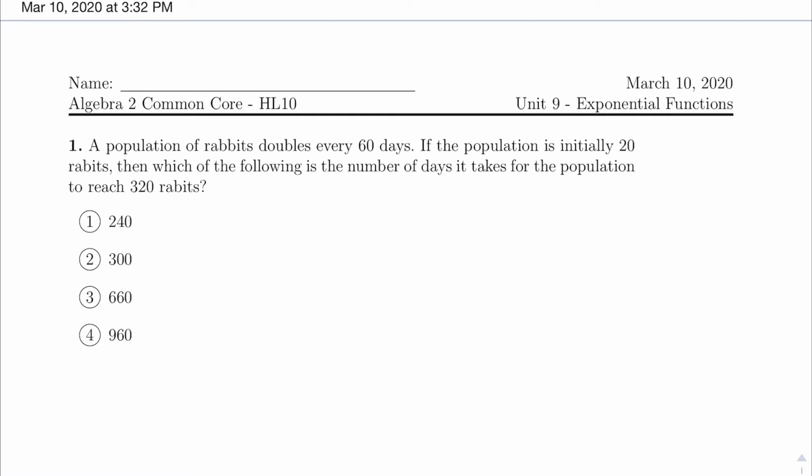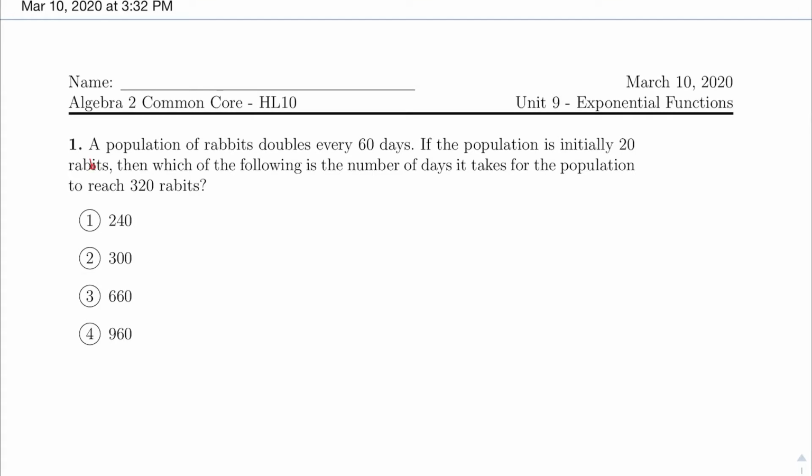A population of rabbits doubles every 60 days. If the population is initially 20 rabbits, which of the following is the number of days it takes for the population to reach 320 rabbits?